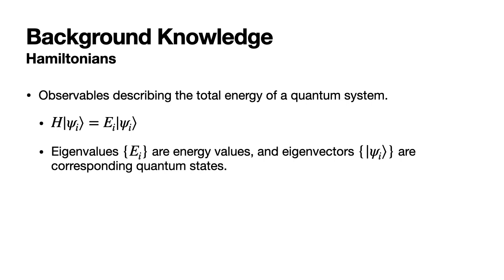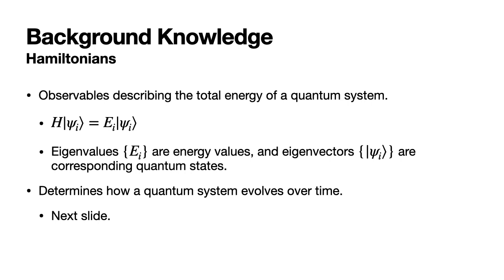This relationship is summarized by the equation H psi_i equals E_i psi_i, where H is the Hamiltonian operator, psi_i is an eigenvector or state, and E_i is the corresponding energy eigenvalue. Essentially, the Hamiltonian governs how a quantum system will evolve over time based on its allowed energy states, which makes understanding Hamiltonians crucial for the optimization techniques we'll cover later.